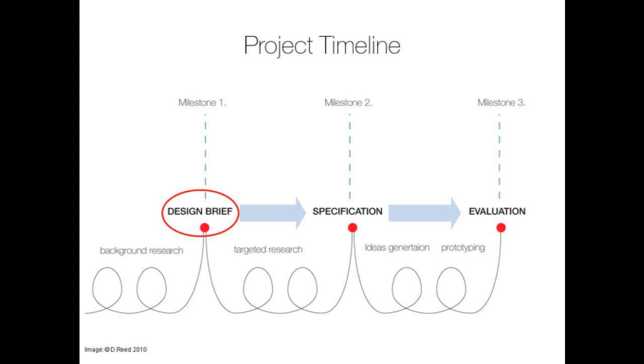Before and after the design brief, you have this background research, image gathering, these fuzzy cycles of activity, and then at the brief you have to clarify and pull it all together and make decisions, be concise. And then obviously after that you have similar research up to a specification, then ideas, prototyping, and finally an evaluation. Again, it's a stage where you have to be concise and pull things together.